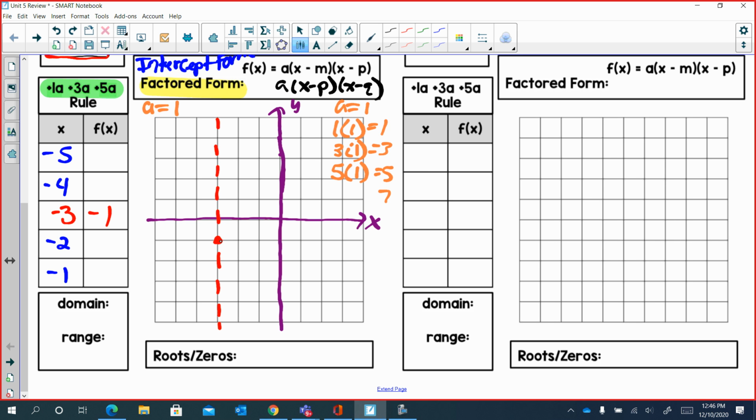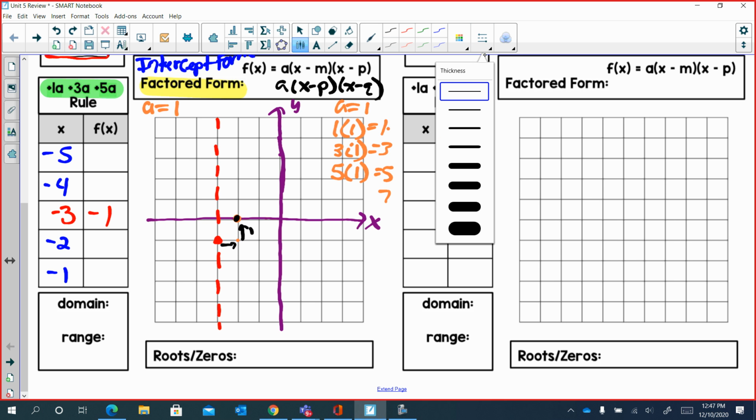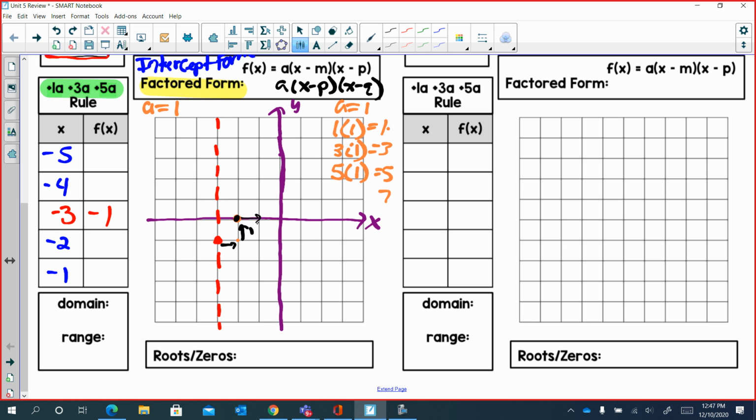So here's how you can do this, guys. We start at your vertex, put your pencil on your vertex. We're going to do the 1. So that means you go to the right 1, up 1, plot that point. Now we're going to do the 3. So now we're still going to go to the right 1, but now we're going to go up 1, 2, 3. Plot that point. Okay, with me so far?